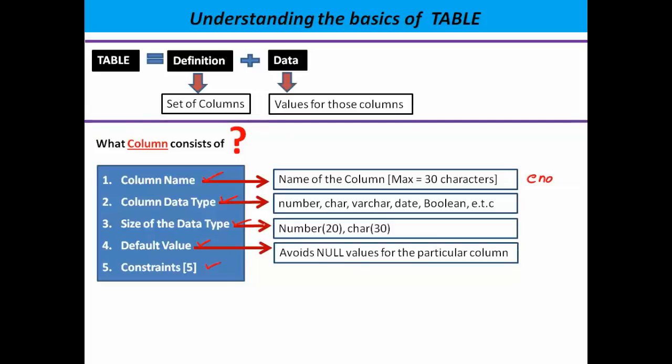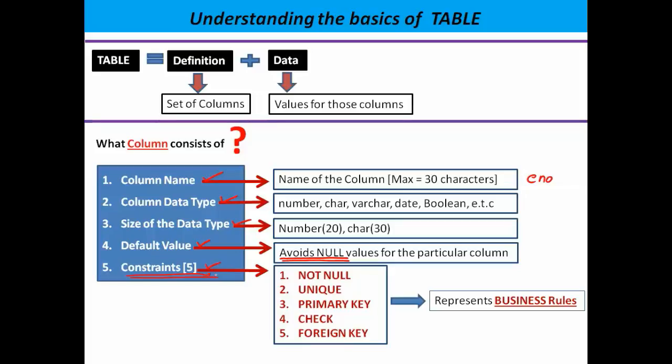And default value, we give a default value only to avoid null values. If there is no default value, the original default value will be null. In order to avoid that, we give default values. And the most important one is the constraints. Totally there are 5 constraints available: not null, unique, primary key, check, and foreign key. These constraints represent the business rules. So we must have a good understanding of all the 5 constraints.